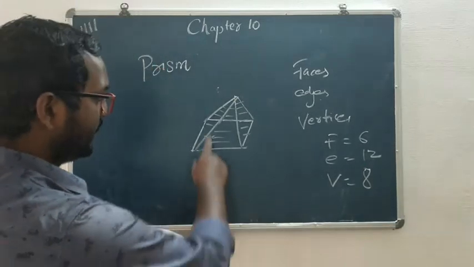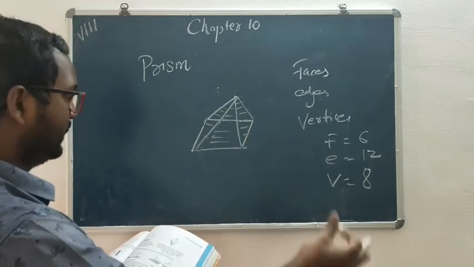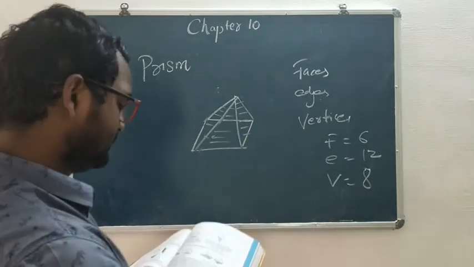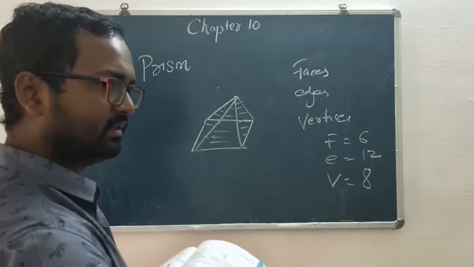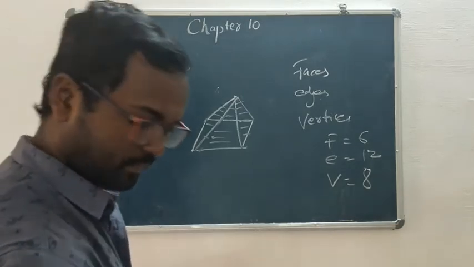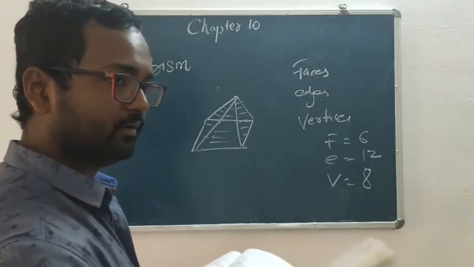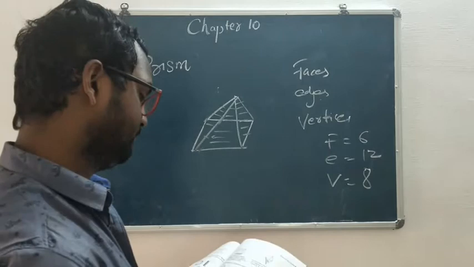Basically, a pyramid can have a square, rectangle, or maybe circular base is also possible, or a triangular base. The base could be anything. Okay, that depends. But in the prism, remember that the front view and the back view should be the same. Okay.